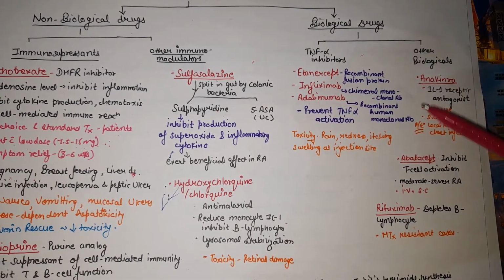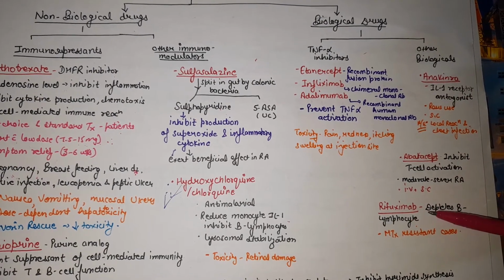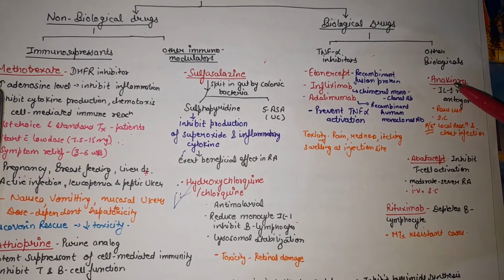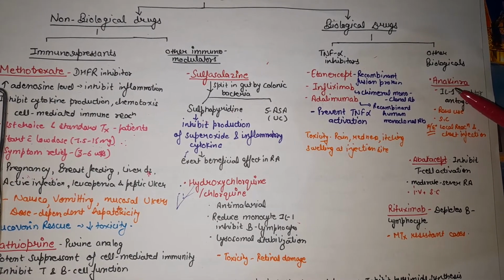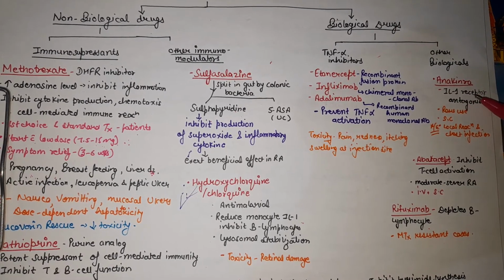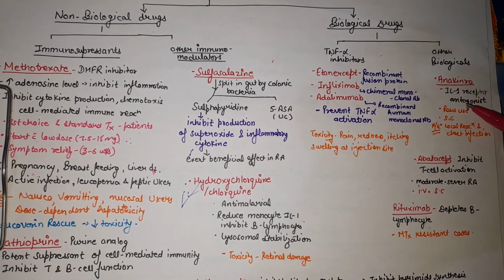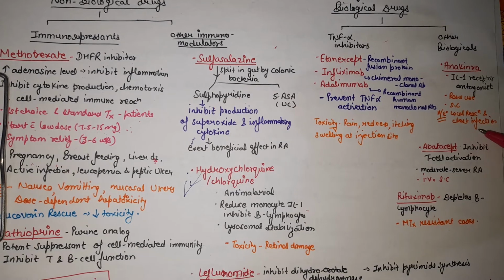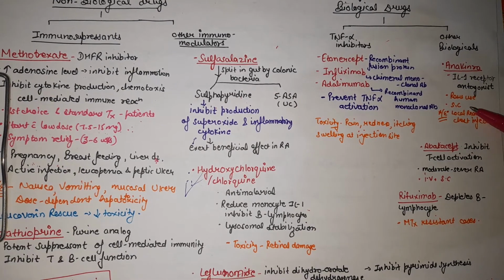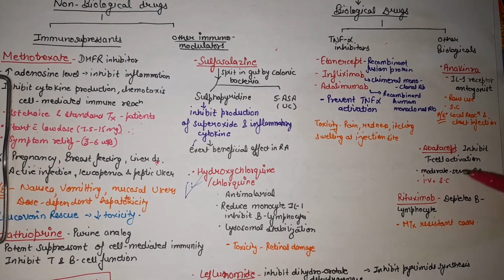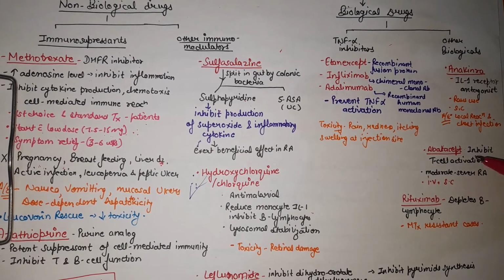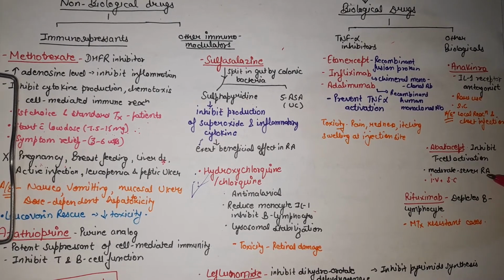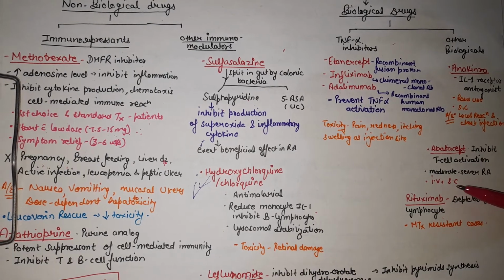Other biologicals include anakinra, abatacept, and rituximab. As we know, interleukin is also an inflammatory mediator released during disease progression. So anakinra inhibits the interleukin 1 receptor, and it is a receptor antagonist. It is used rarely because it has adverse effects like local reaction and chest infection. It is given by the subcutaneous route. Next drug is abatacept. Abatacept inhibits T cell activation, so it acts as an immunosuppressant. This drug is used in the treatment of moderate to severe rheumatoid arthritis, and it can be given either by intravenous or subcutaneous route.